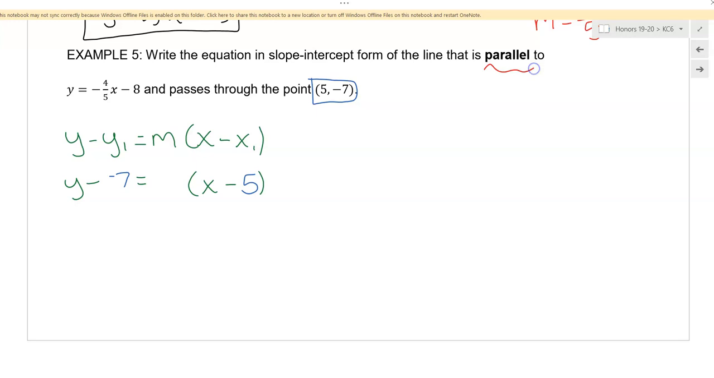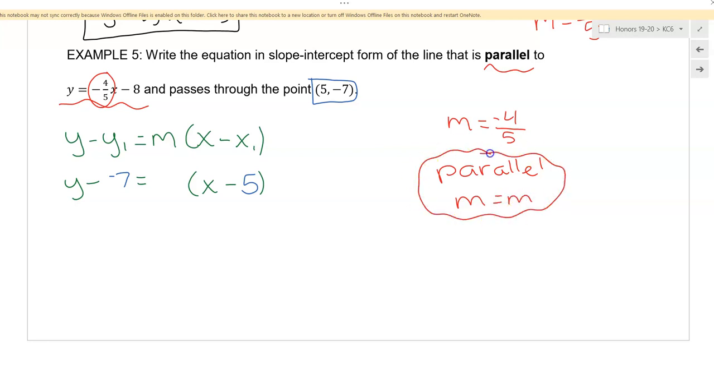And we're doing parallel. So the slope of this line is negative 4/5. For parallel, m equals m. So negative 4/5, our first slope, equals our second slope. Nice and easy.